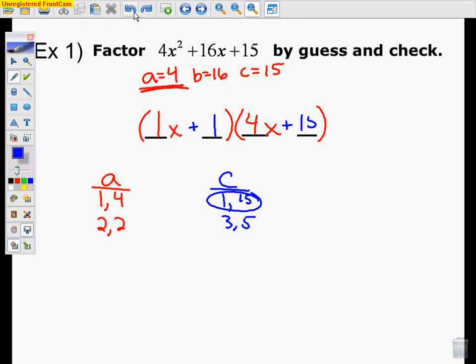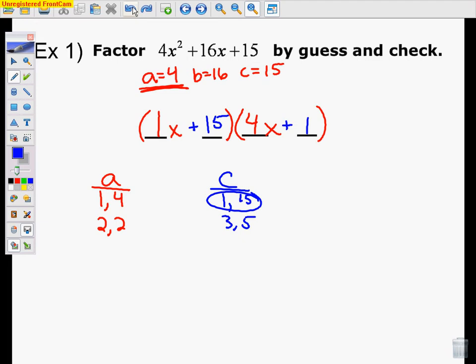So let's switch it around. Instead of having the 1 there and the 15 there, let's try it with the 15 here and the 1 here. 1x times 1, that's 1x. 15 times 4, that's 60x. Way too big, so that couldn't be it either.